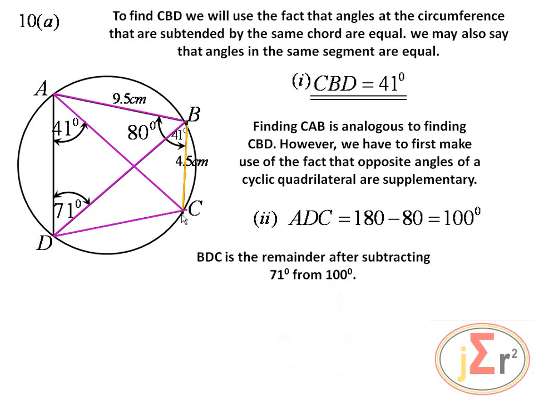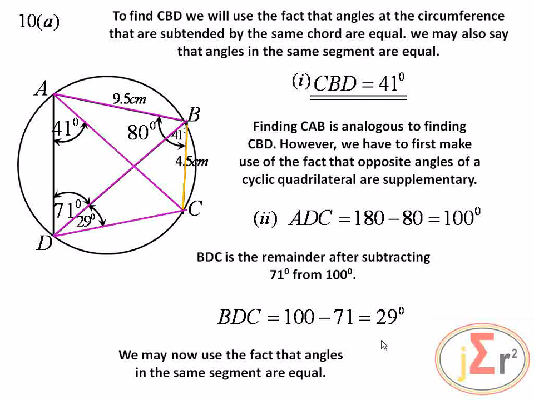BDC is the remainder after subtracting 71 degrees from 100 degrees. So BDC, this is 100 degrees, take away 71, we end up with 29. Then we may go merrily along to say that the angles in the same segment are equal, so that is 29, that one is also 29. Angles in the same segment are angles that are subtended by the same arc or chord at the circumference, they are equal. So CAB is 29 degrees.